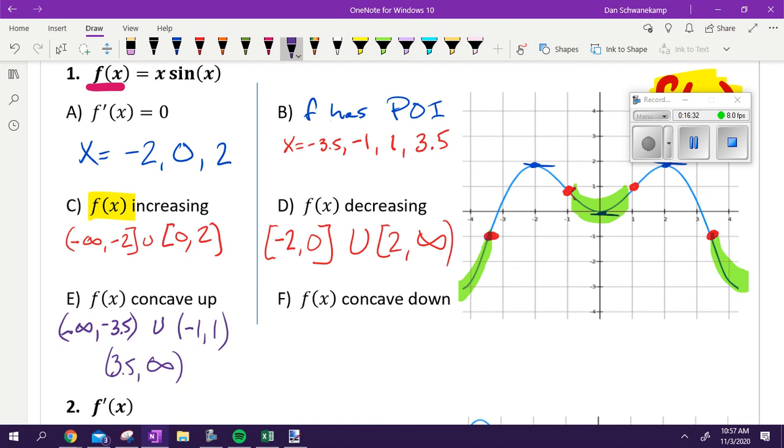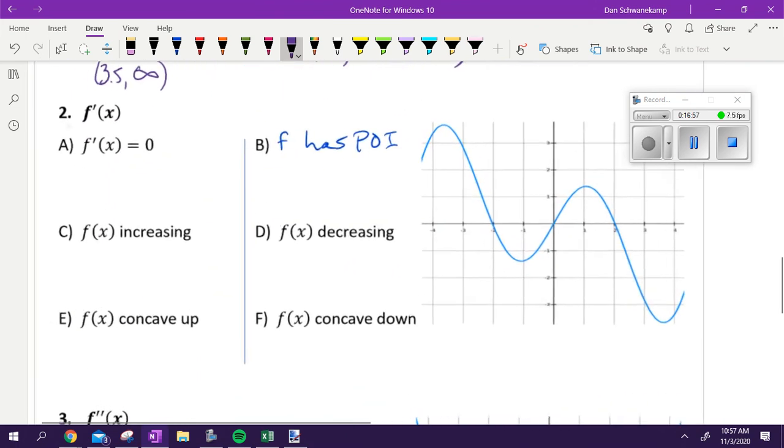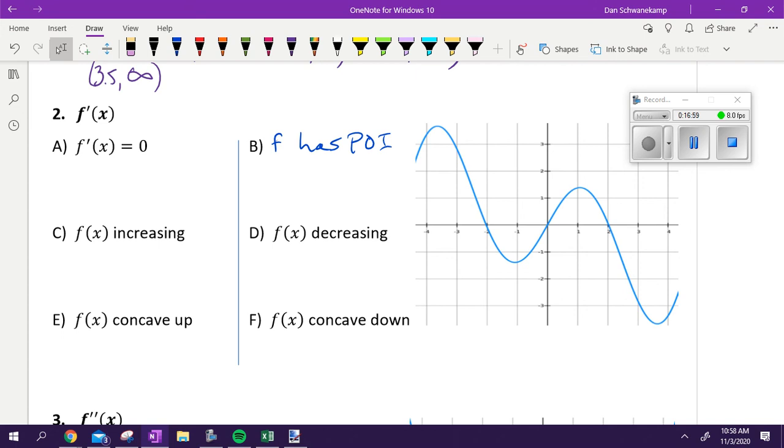So concave down are the other parts. Concave down in between there and in between there. So I'm concave down from -3.5 to -2 and from 2 to 3.5. Questions so far? We looked at F and we wrote about F. Try the next one. Okay, with your neighbor there, try to talk yourself through those 6 things, see what you can do.